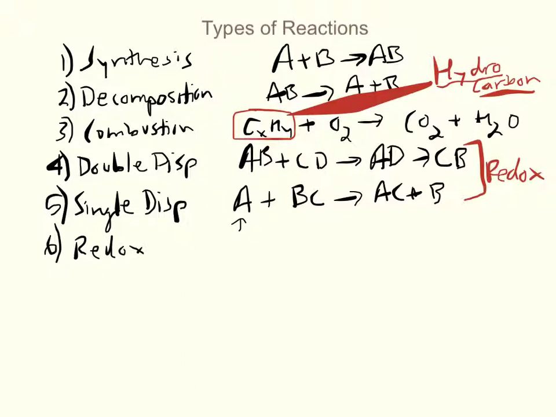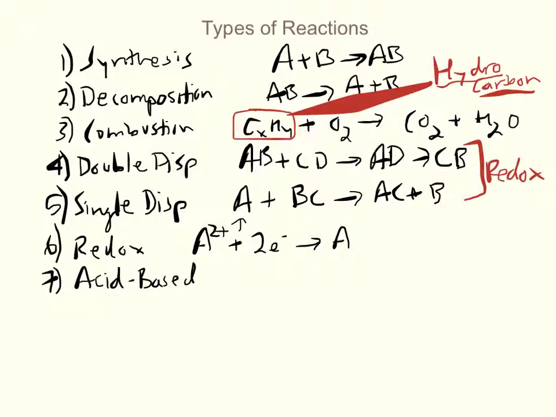This is when elements gain or lose electrons, so something like A2+ gains 2 electrons to become A with a neutral charge. We need to know about acid-base reactions. If we take an acid, not base, no little b here, HA plus BOH, when we combine an acid and a base, we always form two of the same products, water and a salt, an ionic compound with a metal and a nonmetal.